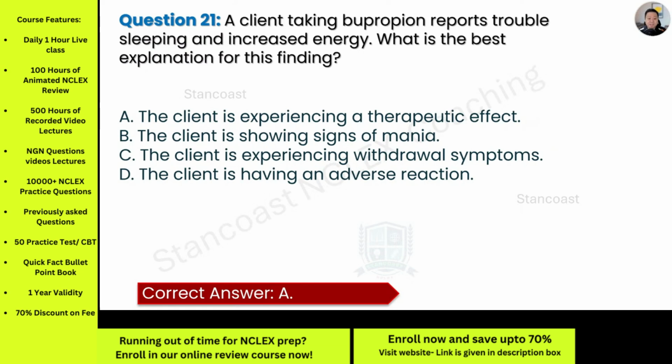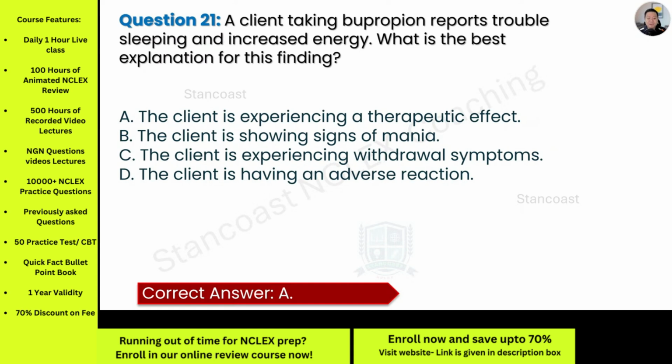Letter C, another incorrect option here, because the bupropion does not cause withdrawal symptoms like the ones described in the question. So if anything, people might feel more energized or alert when starting the bupropion, not the opposite.